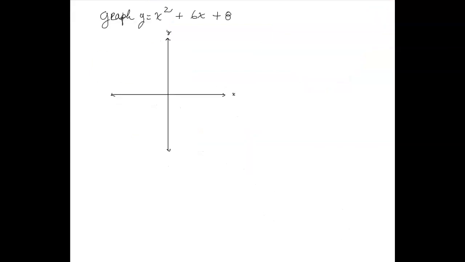All right, so we are done with the method of solving a quadratic equation. So now let's look at how to graph a quadratic function. So here we have y equal to x squared plus 6x plus 8. We're going to go through the steps on how to find it.